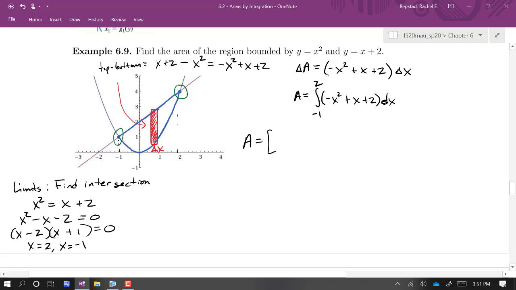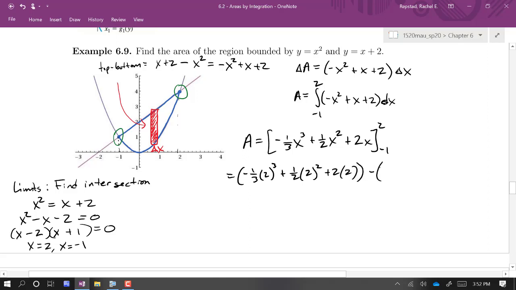And now we can go ahead and do the integration. It's the power rule the whole way down. This is a polynomial, so negative 1/3 x cubed plus 1/2 x squared plus 2x from negative 1 to 2. We're going to plug in the upper limit and then subtract what we get when we plug in the lower limit. So from this point on, if you just throw this expression in the calculator and get a final result, that's fine. I do want to see you actually plugging in those limits into the expression. But if you do that, you're going to get 9/2 for the area.